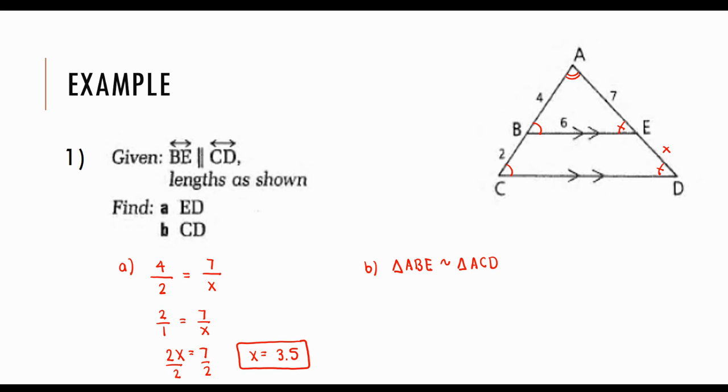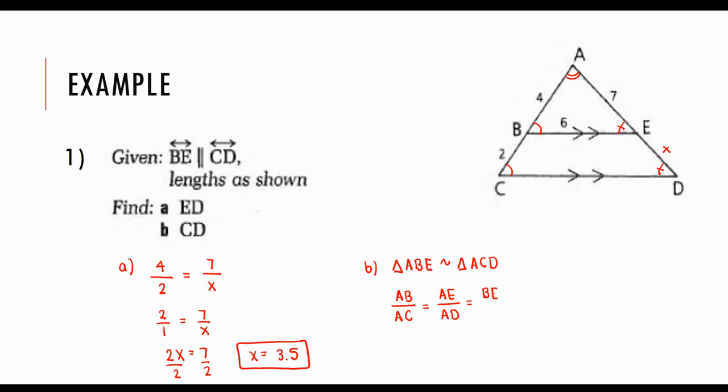So notice that when I have similar triangles, I can set up a ratio of corresponding sides, and I can set that equal to a ratio of another pair of corresponding sides. So what I'm going to do is name all of the sides of the triangles and put them with their corresponding piece. So AB is going to be corresponding to AC. AE is going to be corresponding to AD.